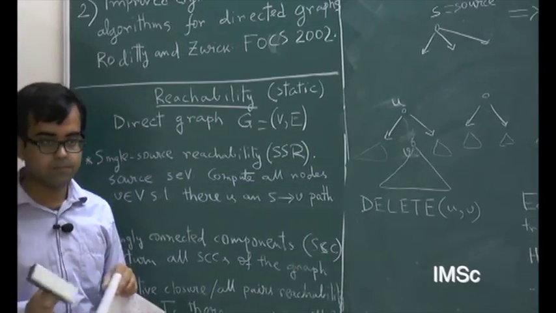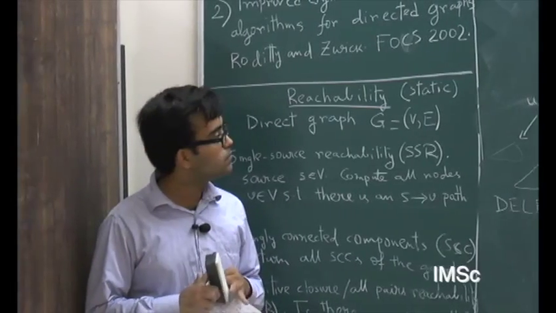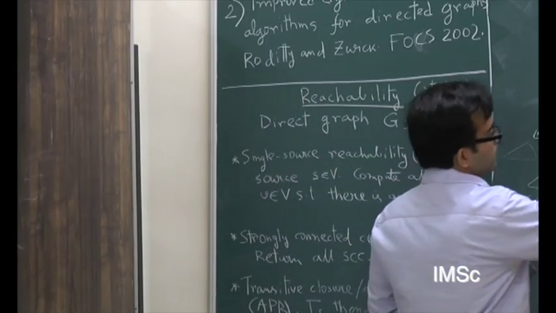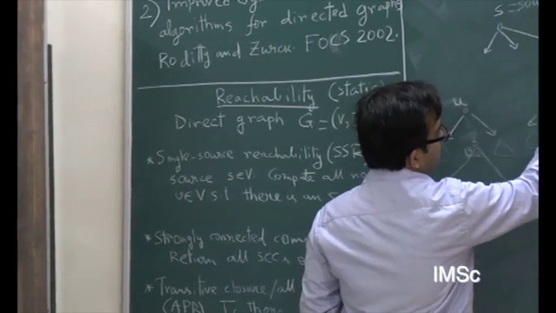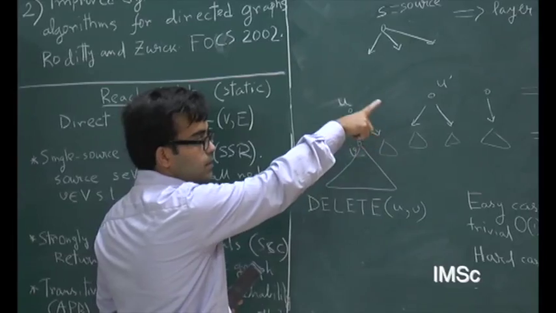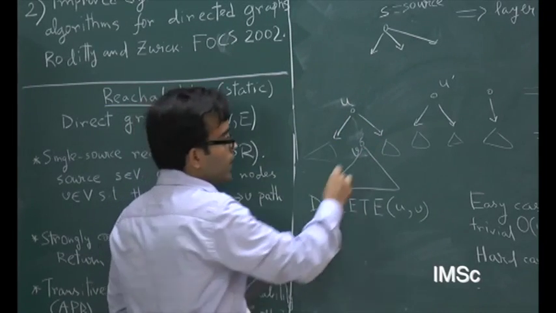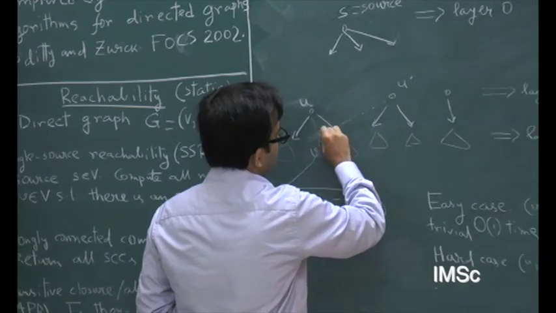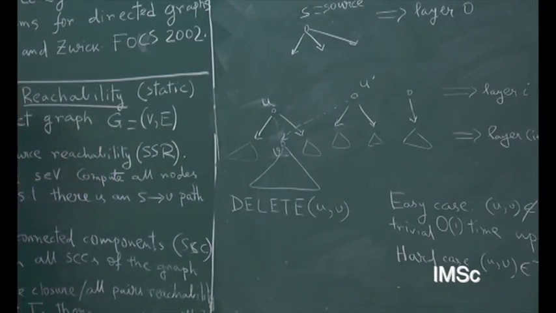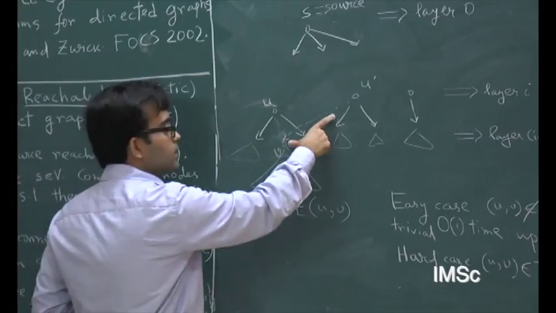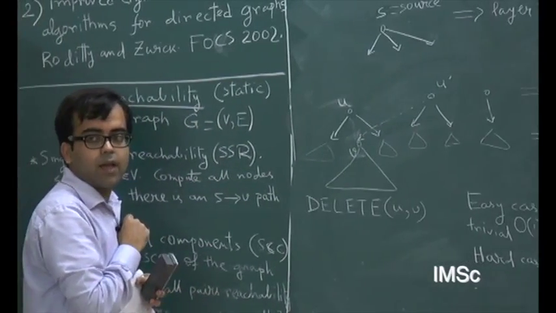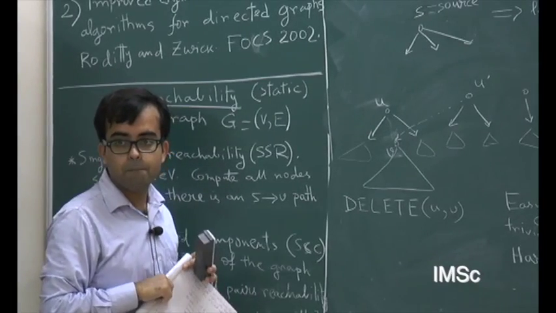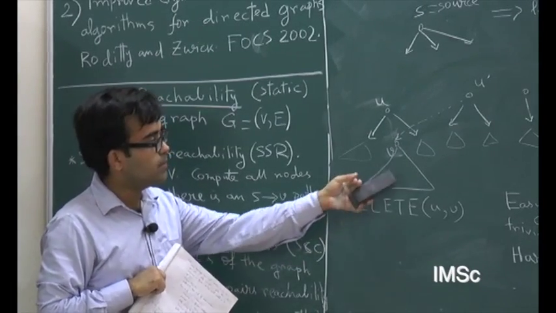Any suggestion? First, check if there's a U prime in layer I which has an edge to V. Good. You see what he meant? He meant that if there is a U prime in the same layer as U, and you could find an edge from U prime to V, then what will happen? You can just add this edge. And then do you need to change anything? No. Why not? How can you be sure that this is the correct BFS tree?